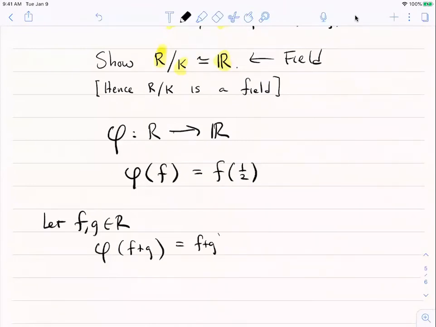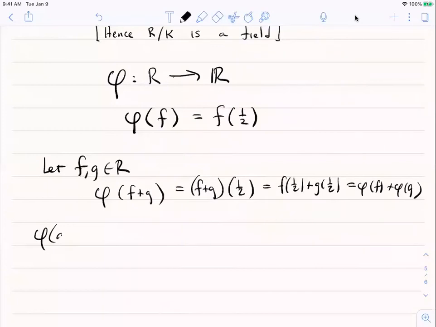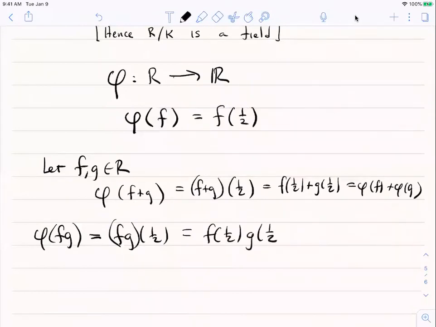Let's see what phi of f plus g is. By definition, it's f plus g's value at 1/2, and by the way we add functions, we take f of 1/2 and add it to g of 1/2. And that's precisely phi of f plus phi of g. So it's additive. How about phi of f times g? Stop the video and do it yourself. It's f times g at 1/2. This is not function composition. It's pointwise multiplication. So that means f of 1/2 times g of 1/2, and that's phi of f times phi of g. So we have ourselves a ring homomorphism.